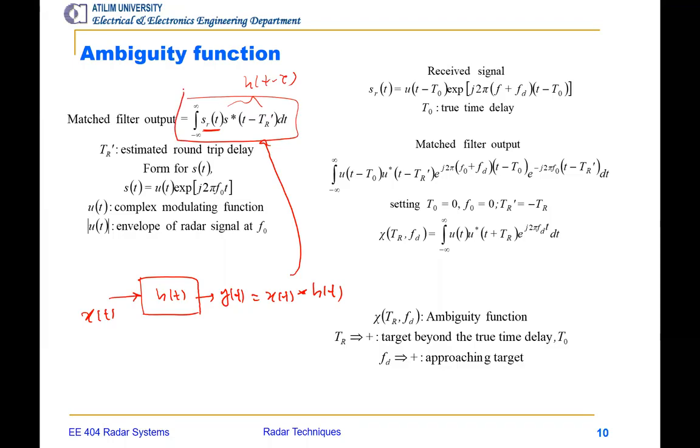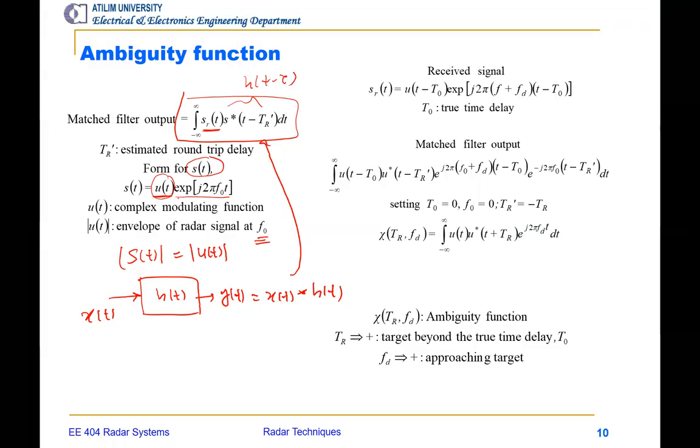For this purpose, let's first define a generic s of t, which is u of t times exponential j2 pi f0 t. Here, u of t is a complex modulating function, and its magnitude is going to be the envelope of the radar signal at f0. So the magnitude of s of t is going to be the magnitude of u of t.